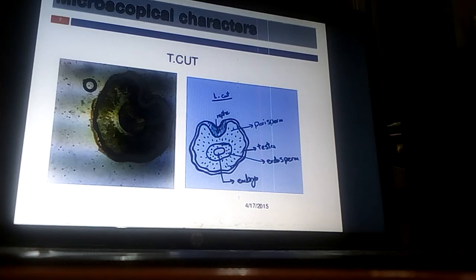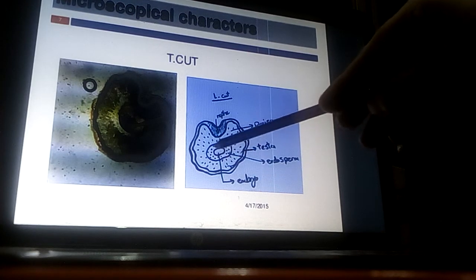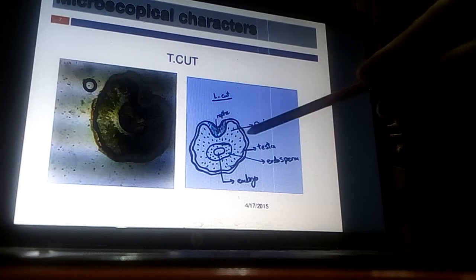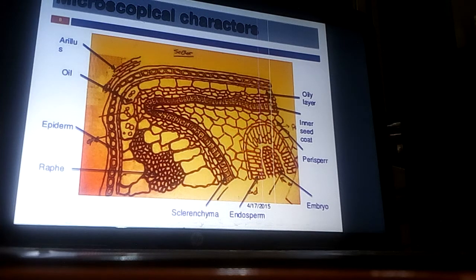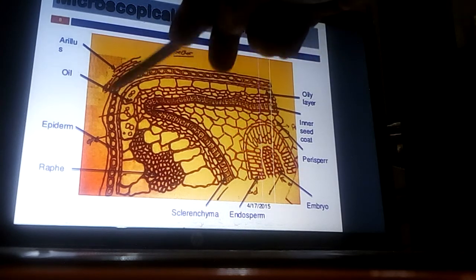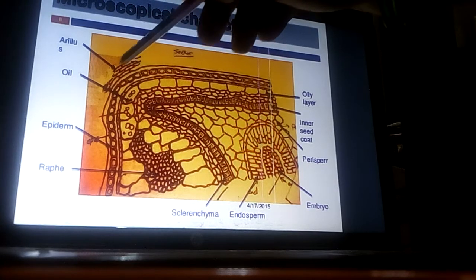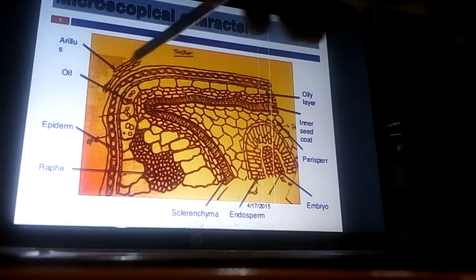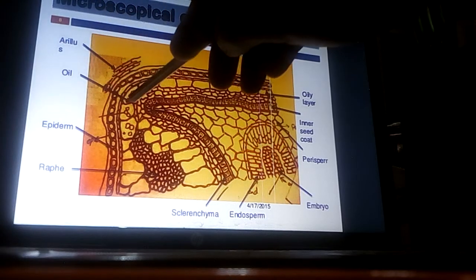Now the transverse section of the seed. When you take the transverse section of the seed and see it under the microscope, you will find this type of structure. This one is perisperm, this one is endosperm, this is testa and embryo, and this portion is known as raphe. Now you can see the outer and inner epidermis of the perisperm, made up of polygonal tube-like cells. This portion is known as arillus, and these are the oil glands.